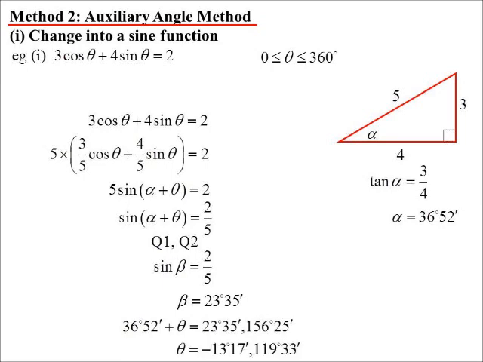So now I subtract 36.52 on both sides, and I get the same answer as before. It doesn't look like the same answer as before, because notice my first one's negative. But I can fix that. I just add 360. So if I add 360, we get the same two answers that I got before.